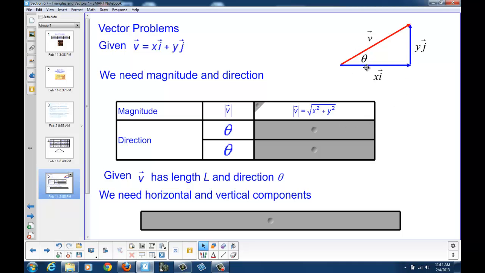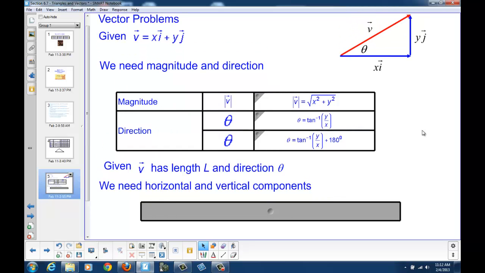If the horizontal component is positive, then our direction angle would simply be the inverse tangent of the vertical over the horizontal. If, however, our horizontal component is negative, we need to apply the arctangent concept and add 180 degrees to our inverse tangent of vertical over horizontal.